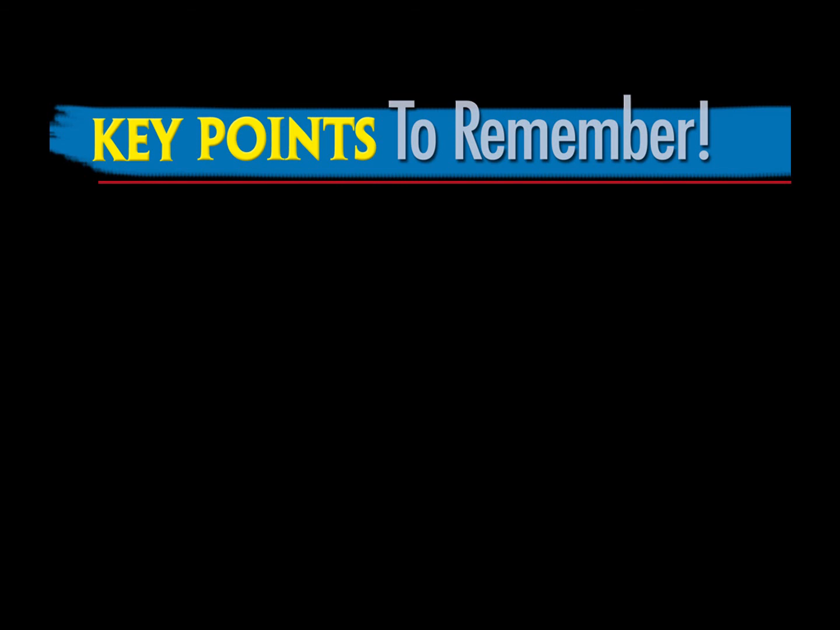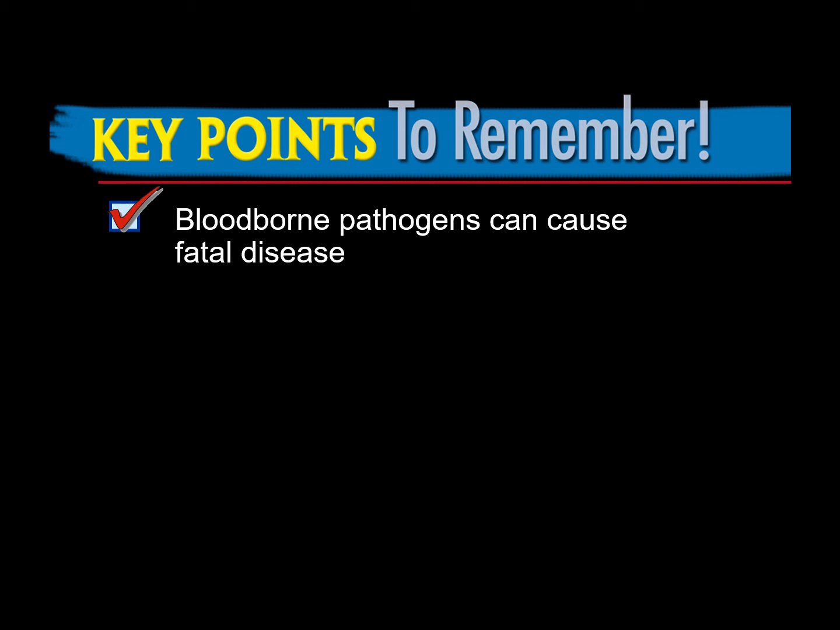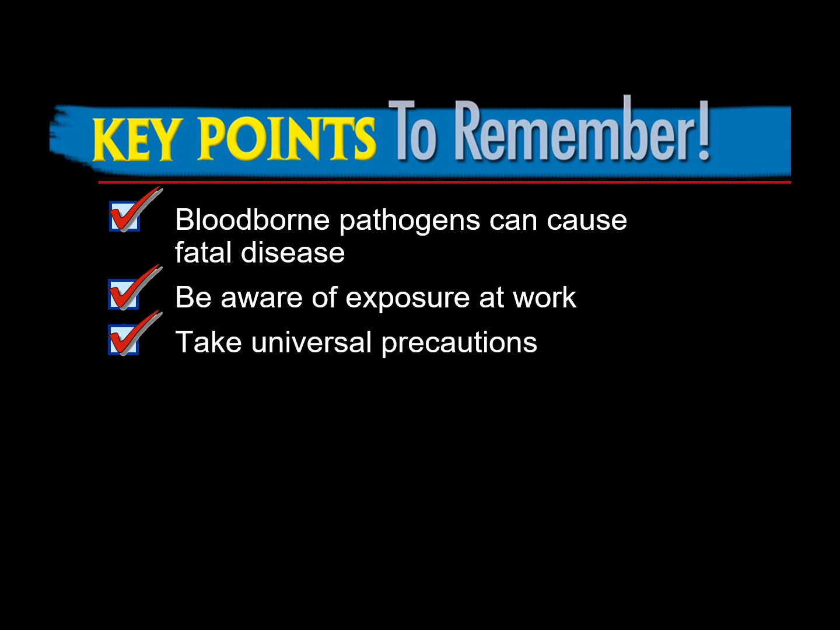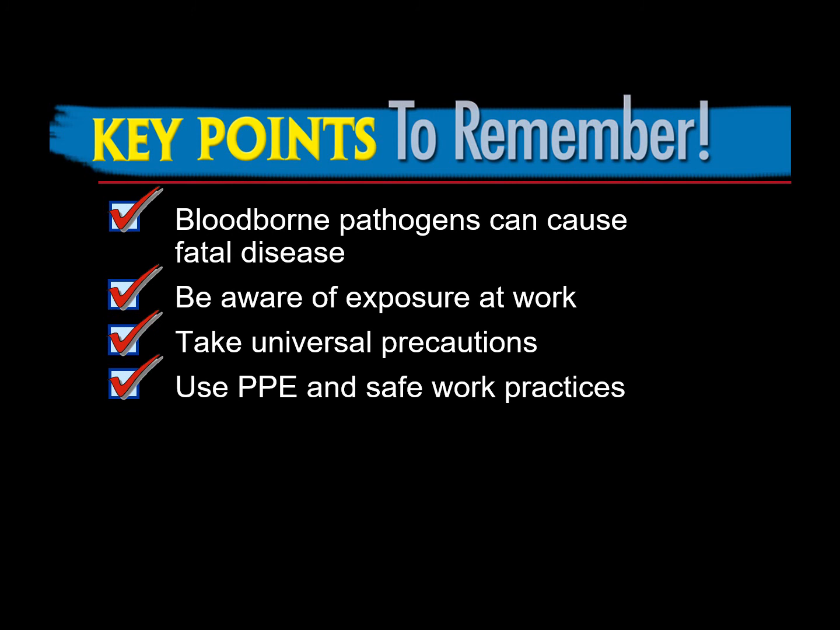The following are key points to remember about this training session. Bloodborne pathogens can cause fatal disease. Be aware of the potential for exposure to bloodborne pathogens at work. Exposure can happen if a coworker suffers a bleeding injury or when you are administering first aid, touching a contaminated surface, cleaning up blood, cleaning a restroom, or touching a tool that has dried blood on it. Take universal precautions by assuming that all blood or body fluid is infected. Use PPE as a barrier between you and the source of infection and follow safe work practices such as labeling and proper disposal of infectious material.